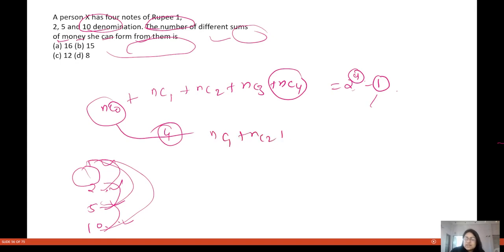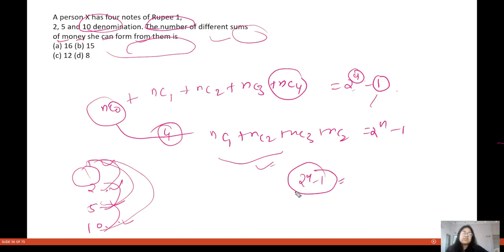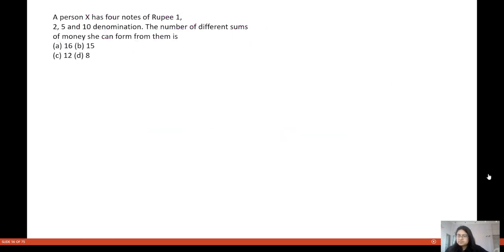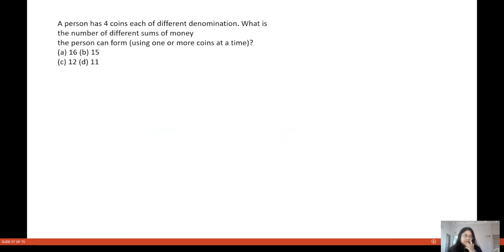That can be done in nC1 plus nC2 plus nC3 plus nC4 ways, and that is 2 to the power n minus 1, because we are not considering the case in which we do not choose any of the rupee notes. So nC0 we are subtracting, and this becomes 2 to the power 4 minus 1, which is 16 minus 1, so it becomes 15. I think you can see that if you are able to do questions of permutations and combinations, they will be very easy to do, because they are done in the least amount of time.